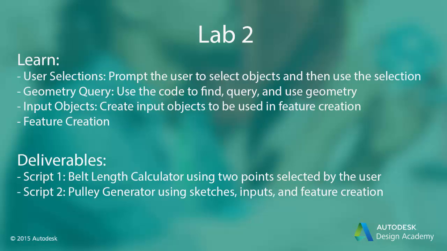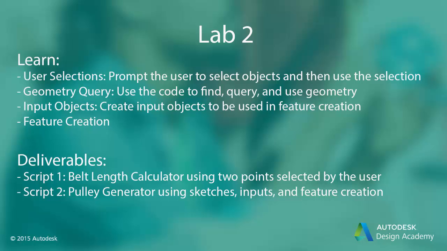Now for lab 2, we're going to learn about user selections, geometry query, input objects, and feature creation. So those first 3 are just learning how to make selections and grab certain geometry and then use those as input objects, as well as other things, to pass in for feature creation. And we'll learn more about those in lab 2.